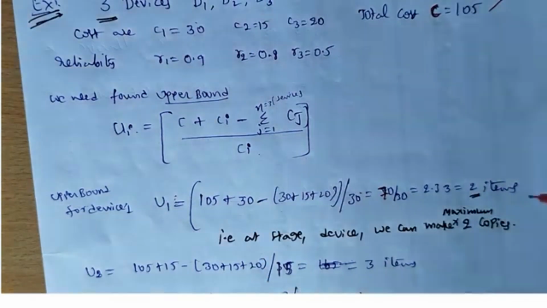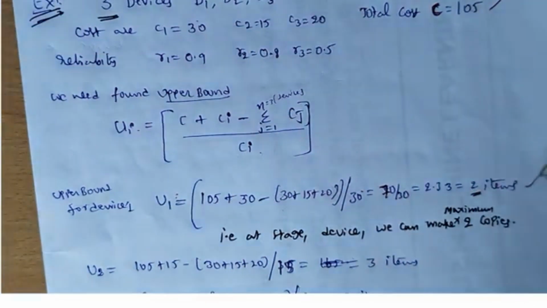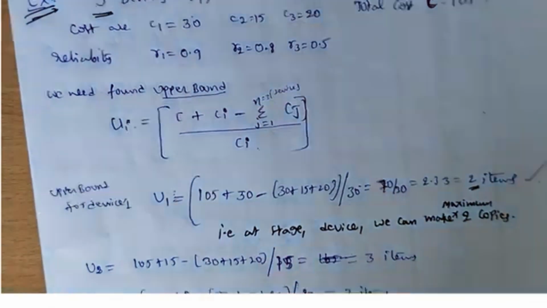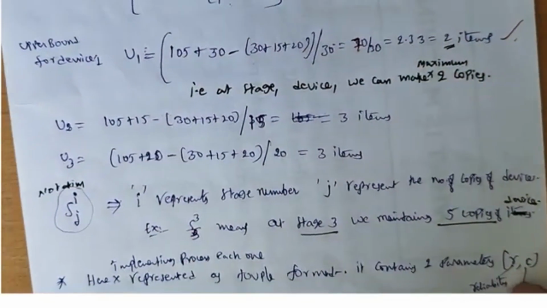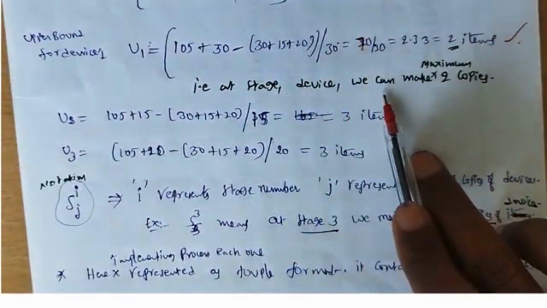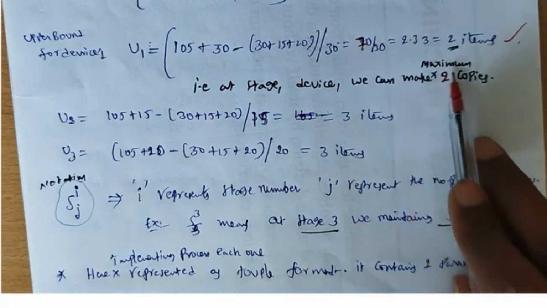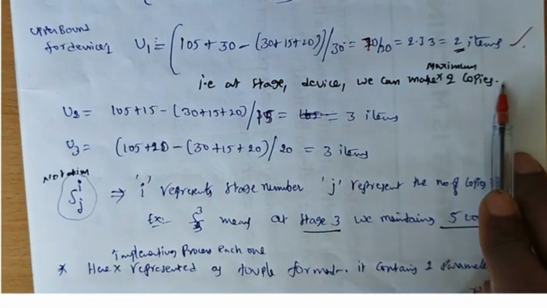We round down, so 2 items. Here for the first device we can arrange only 2 items. That means at stage 1 we can make a maximum of 2 copies.